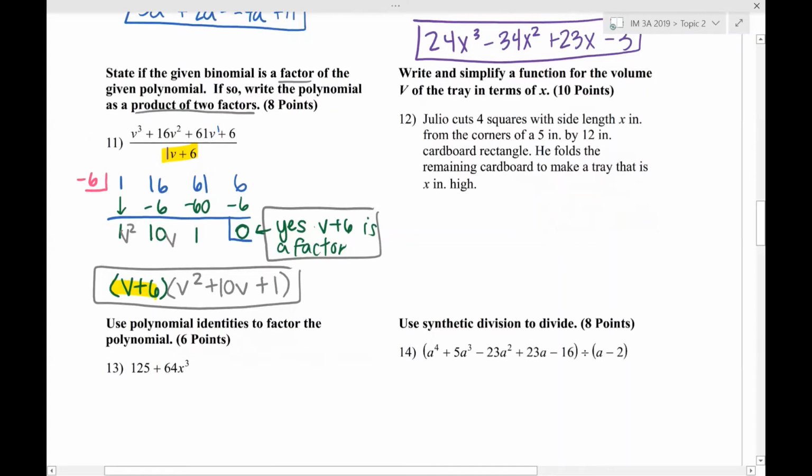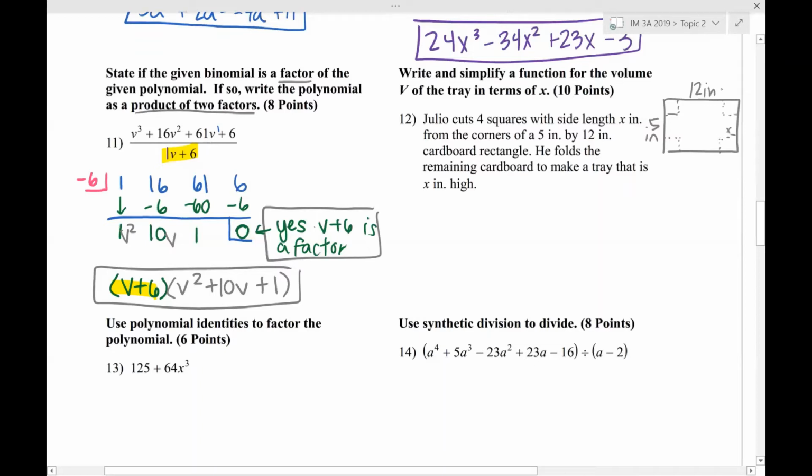Question 12 is asking us to write and simplify a function for the volume V of the tray that they're describing here in terms of x. So Julio cuts 4 squares with a side length x inches from the corners of a 5 by 12 inch cardboard rectangle. So we've got a rectangle that's 5 inches by 12 inches. And then they cut out the corners where each of these little corners are x.